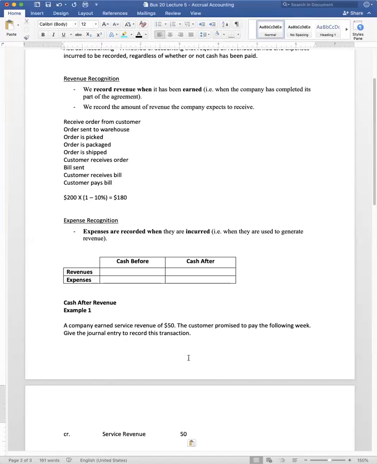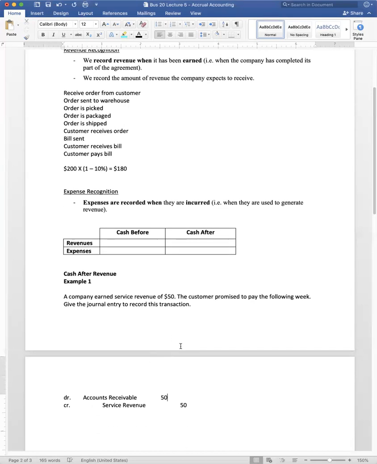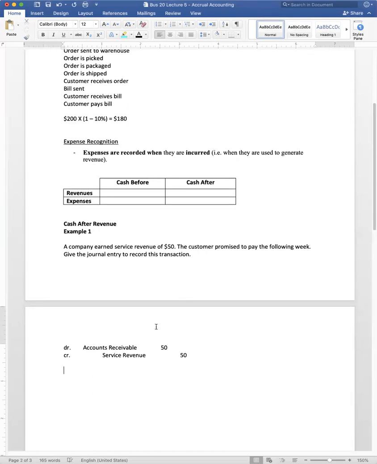And of course, the customer has not paid. They're not paying till next week. So that means instead of cash, we have accounts receivable. And accounts receivable is an increasing asset. So that is our debit. Okay. So what do we have if we earn revenue, but the customer hasn't paid yet? Right? We have accounts receivable.